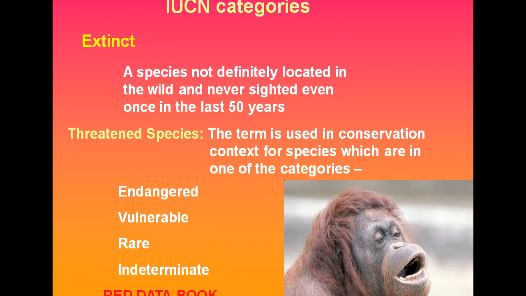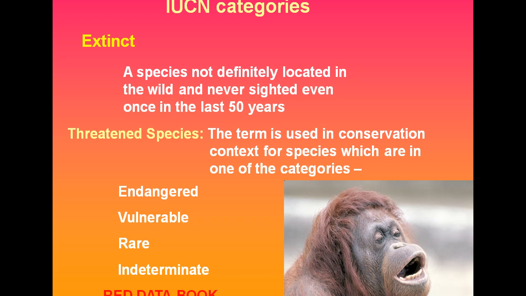Before understanding this diversity, we are expected to know certain terminology. One is extinct. Many times we say that a particular species has become extinct. What exactly is meant by an extinct species? Species which have permanently lost, not even a single representative is seen, not definitely located in the wild and never sighted even once in the last 50 years. If a particular species might have been found 50 years or 100 years back, but since the last 50 years we have not seen it, then we call those extinct species, which have perished forever. The species which we lost permanently.